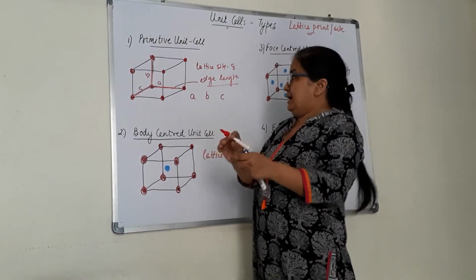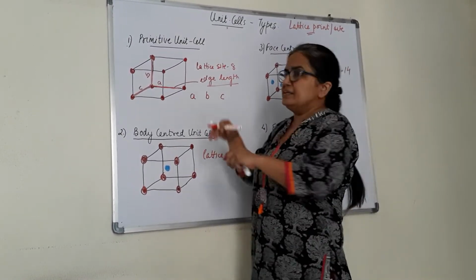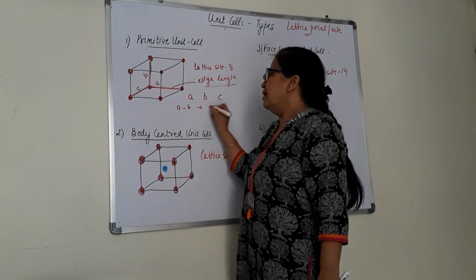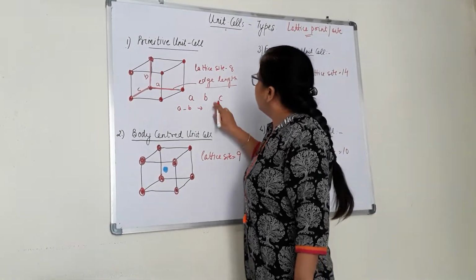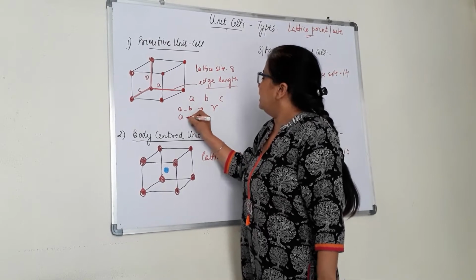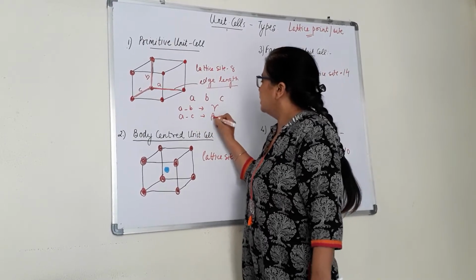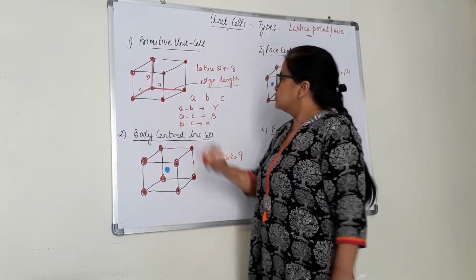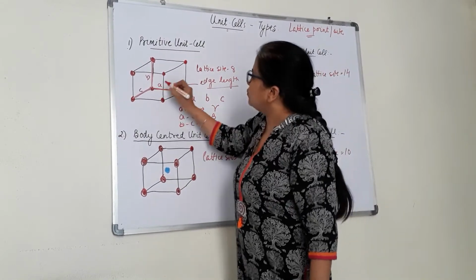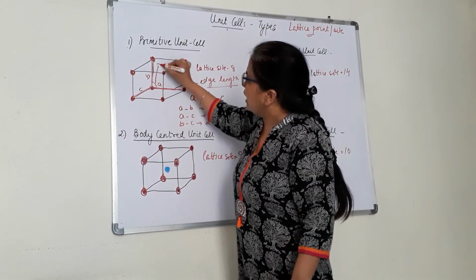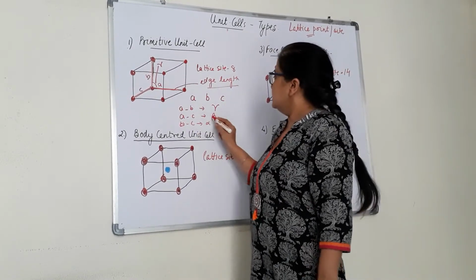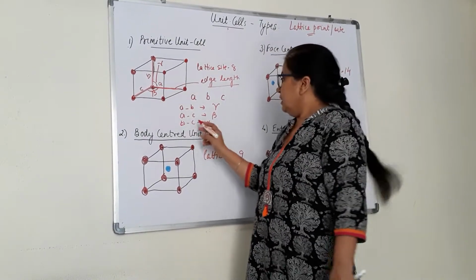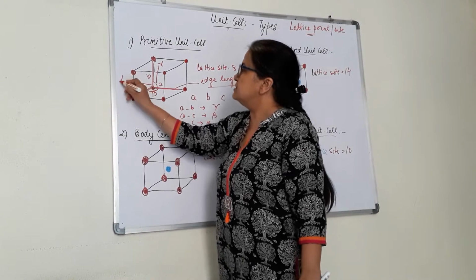Apart from that, between AB, BC and AC, there are some angles also. The angle between A and B will be marked as gamma. Between A and C is marked as beta. Between B and C it is marked as alpha. So we will mark here, between A and B, this angle, children, is gamma. A and C is beta. B and C is alpha.